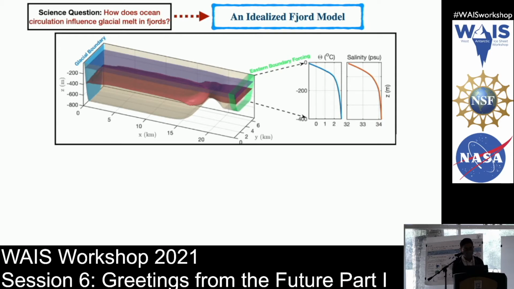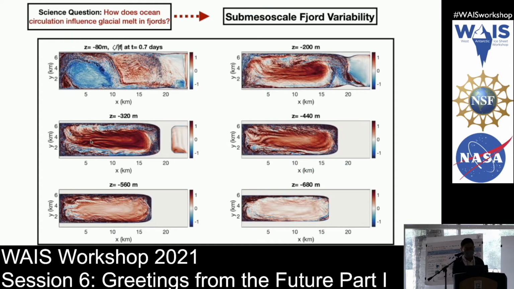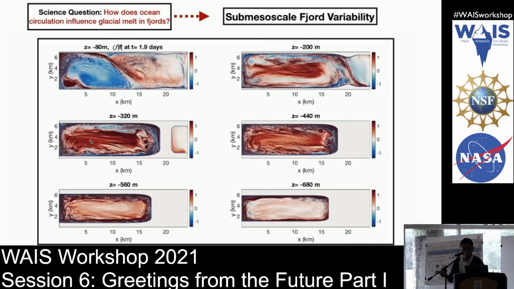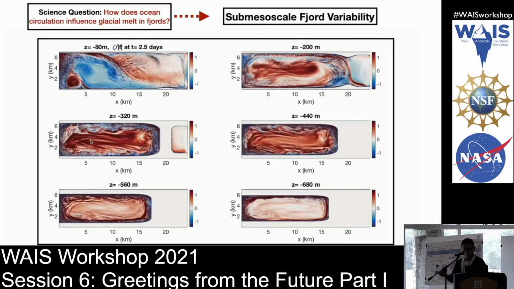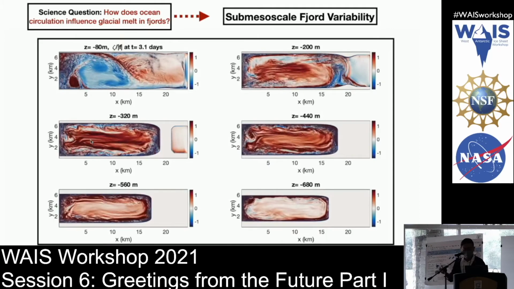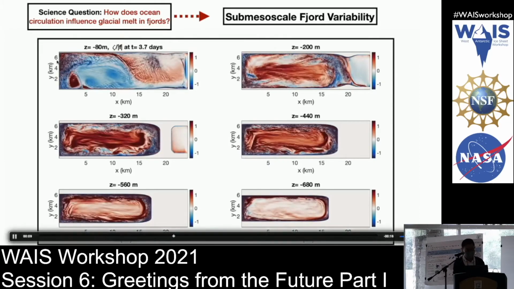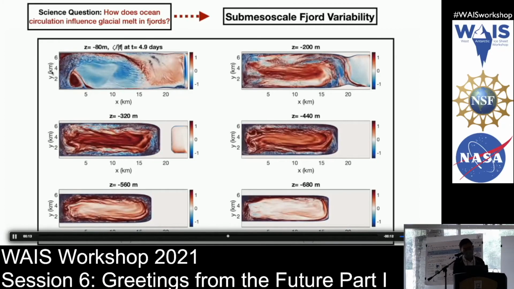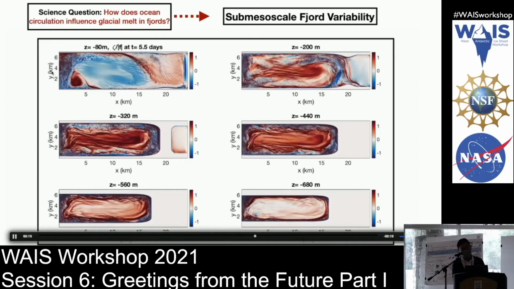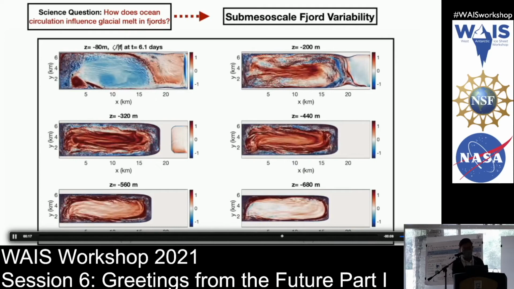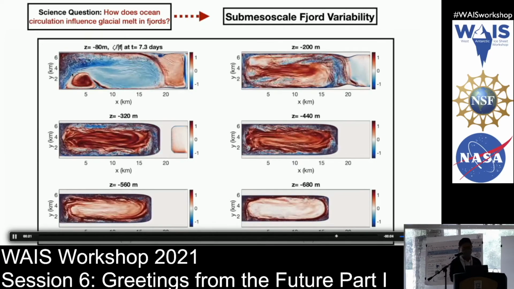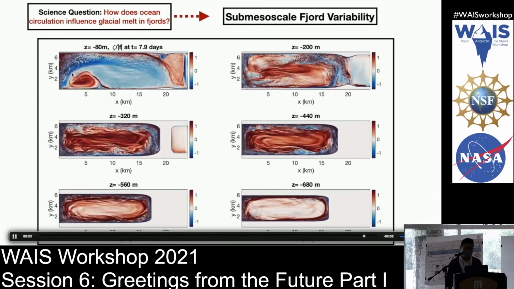So in order to do that, we set up the highest possible resolution model that we can afford. This is within a fjord channel where the western boundary is the glacial face. The horizontal resolution here is 15 meters, and the vertical resolution is 5 meters. And you can just get a sense of all the interesting dynamics that are at play here.